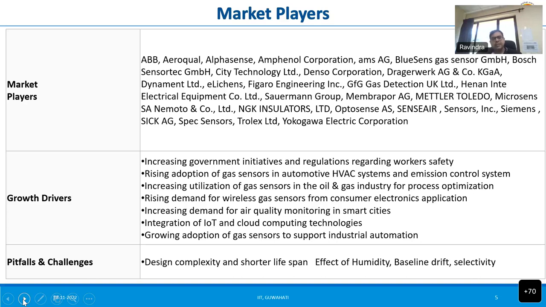The growth driver, why companies are coming and why so many institutes are working towards this, is primarily because of increasing government initiatives and regulations regarding worker safety. We know that in India we have the smart city concept, and a smart city can't be realized without IoT-based sensors. So lots of gas sensors and other kinds of sensors are required. This is the primary growth driver.